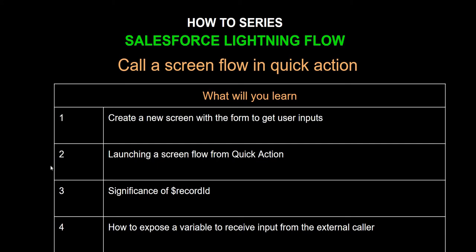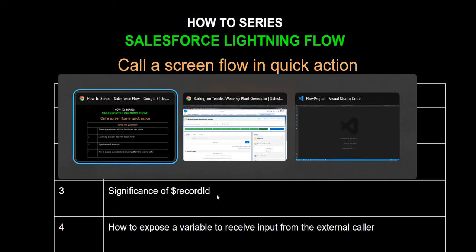This is an extension video to the previous one, where we learned how to launch a screen flow from a record quick action. After completing this video, we will learn about creating a new screen that takes user inputs, how to launch a flow from a quick action, and most importantly the significance of a record ID. So let's level up. This is the expected output.